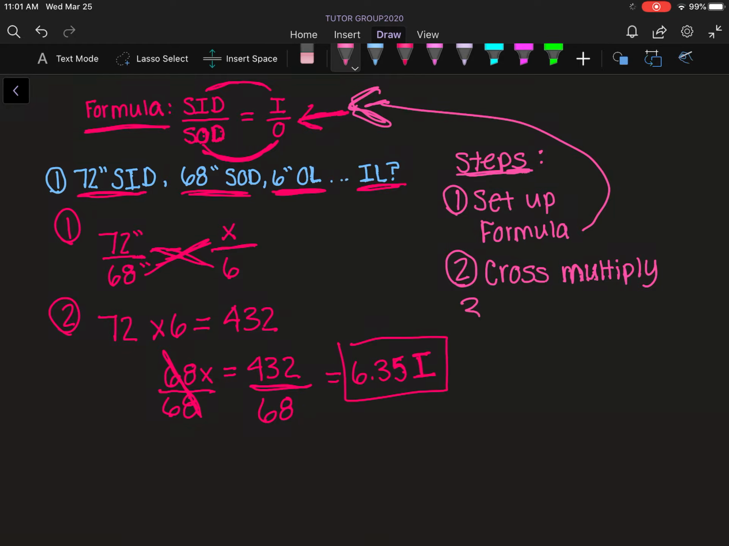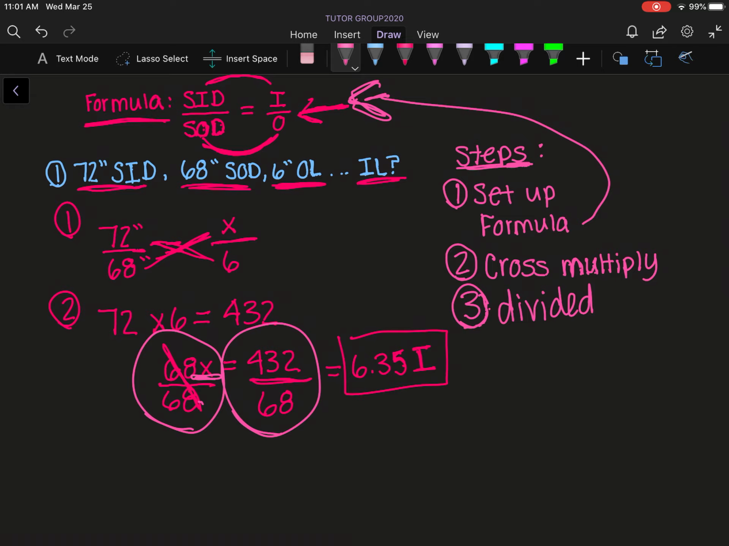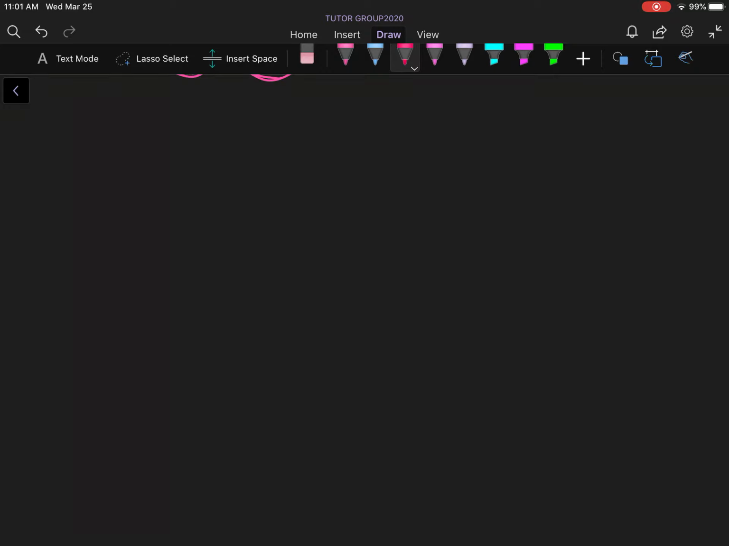So let's go back and let me write out the steps. Step 3, after we cross multiplied everything, then we divided. And remember, always what you do to one side, you have to do to the other, like we did in this one. How we divided by 68 on this side, we had to do it over here to get this x on its own.